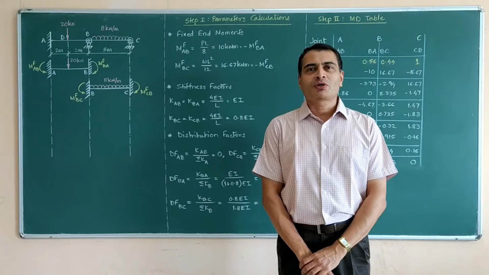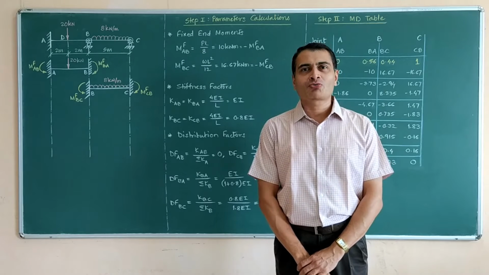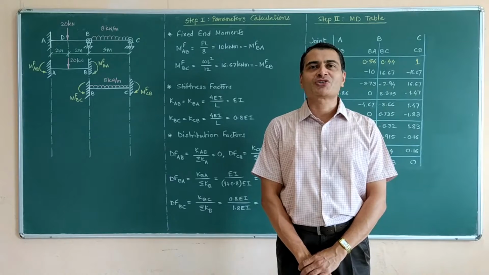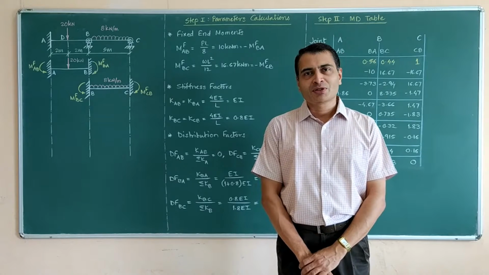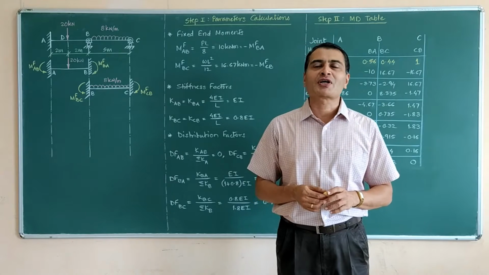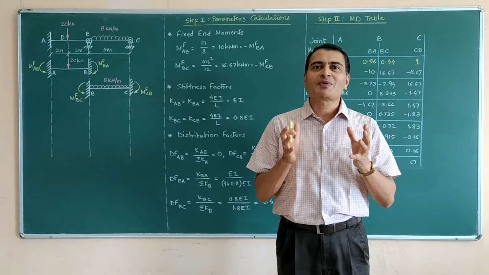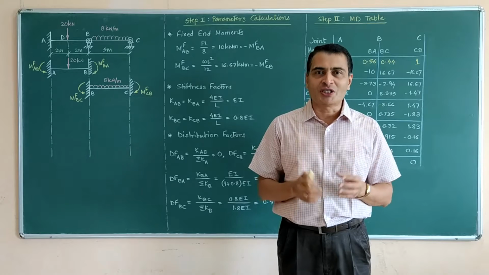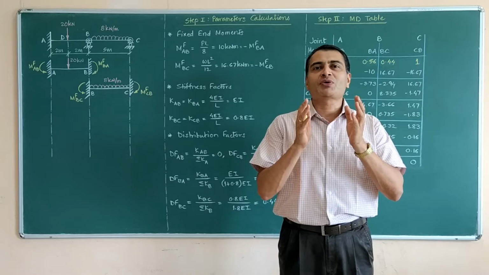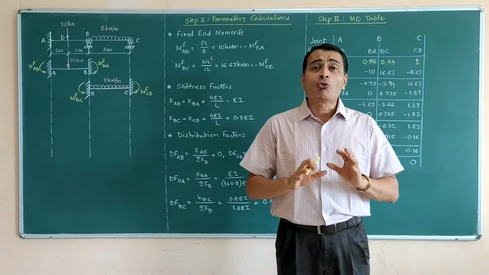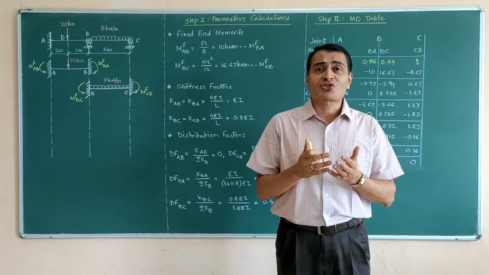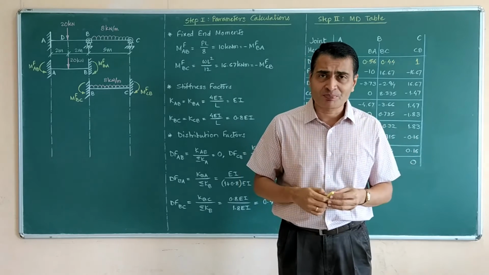Welcome to our second problem of continuous beams to be analyzed by moment distribution method. In last lecture, in the first problem, we tried to understand the basic principle, the basic methodology: how we are restraining the joints, how we are observing unbalanced moments, how we are trying to balance those moments, and then how iterations eventually give us balance.